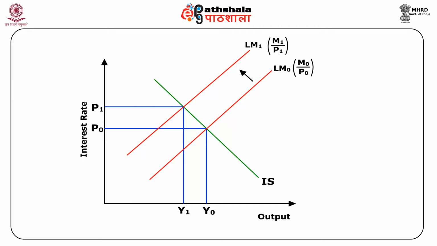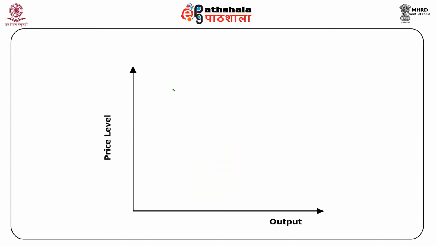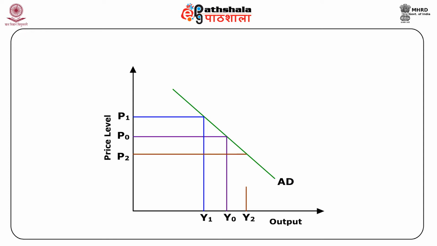Starting from P0, if the price level decreased to P2, we can represent these price and equilibrium output combinations P0, Y0, P1, Y1, P2, Y2 graphically with price measured along the vertical axis and output along the horizontal axis, like in this diagram. In this way, ceteris paribus, for each price level, we can find the corresponding level of output for which the goods and money markets are in equilibrium.